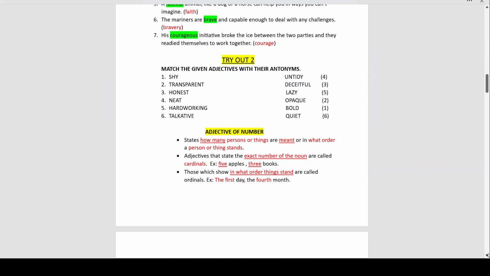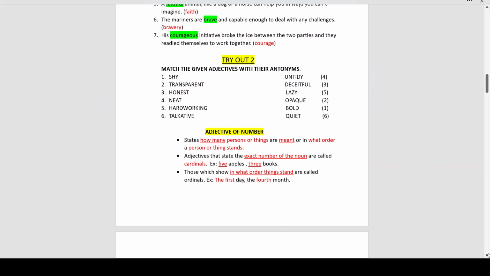Number three, honest. Children, as you know, an honest person is a person who always speaks the truth. So, what will be the opposite of honest? Deceitful. Deceitful means a person who always tells lies and is not a truthful person. Number four, neat. As you all know, opposite of neat is untidy. Number five, hardworking. The antonym of hardworking is lazy. Number six, talkative, quiet. Talkative means a person who talks too much. So what is the opposite of talkative? A person who doesn't talk too much or who is quiet.